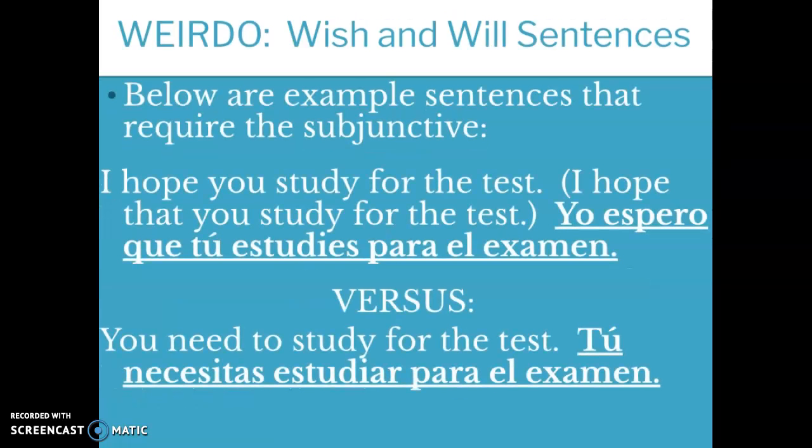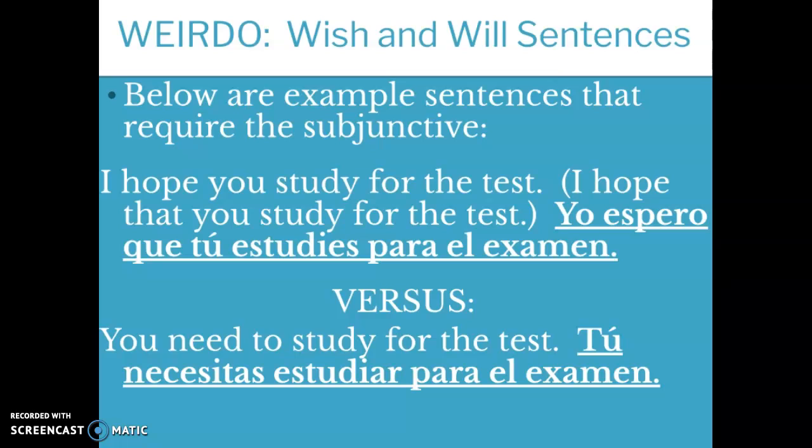Another example is, I hope you study for the test. So looking at it, it's yo espero que tú estudies para el examen. Again, we have two different subjects, so our subject is yo and our subject is tú. We have our verb esperar, which means to want, or to hope. So again, you can see that that's going to follow underneath your W. Then we have your verb estudiar conjugated in the subjunctive, so that is going to be estudies.